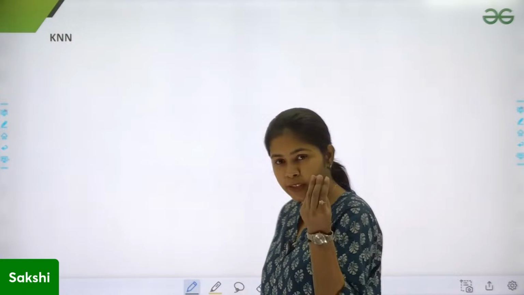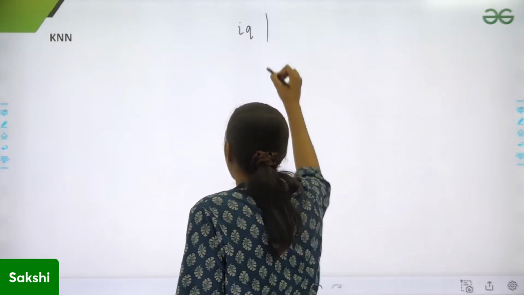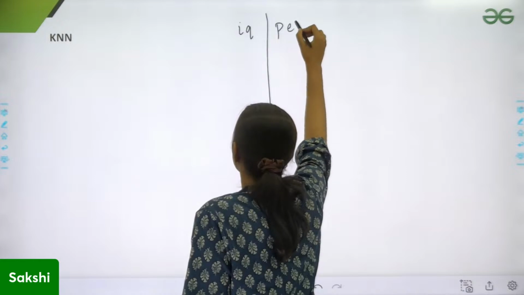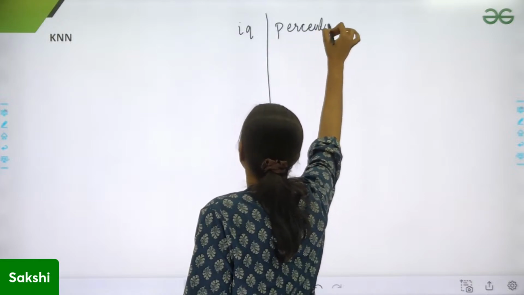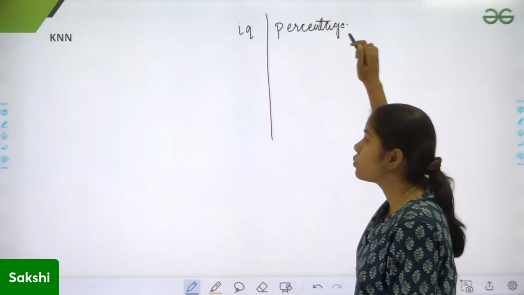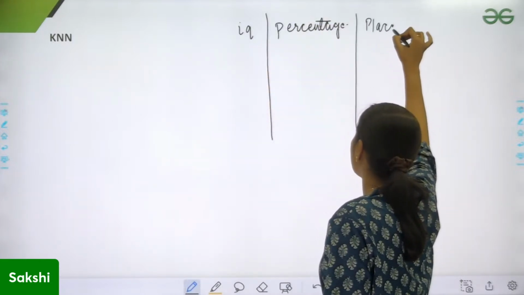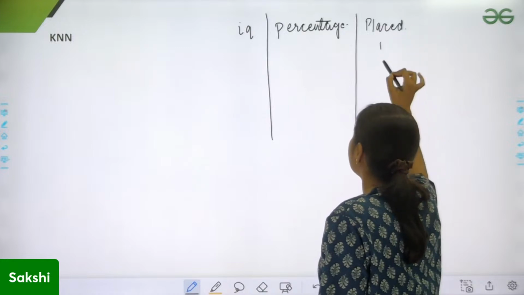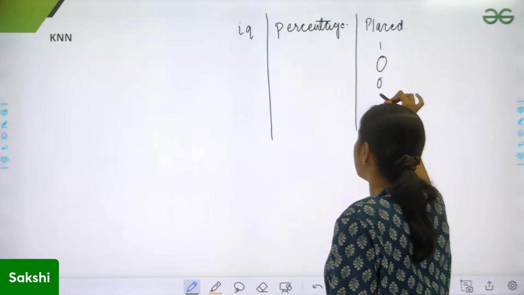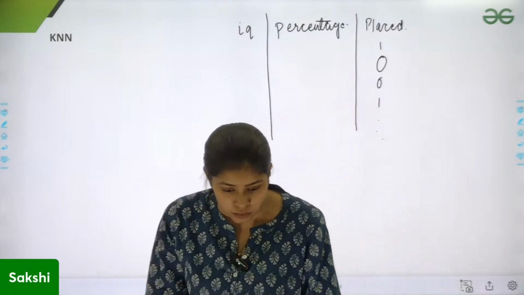So let's start with a basic example. Let's suppose we have some data. We have IQ and we have percentage. So we have the student's IQ and the student's percentage, and corresponding to that, I get whether the student is placed or not. That means I'll get either 1 or 0. 1 means that the student gets placed, and 0 means not.